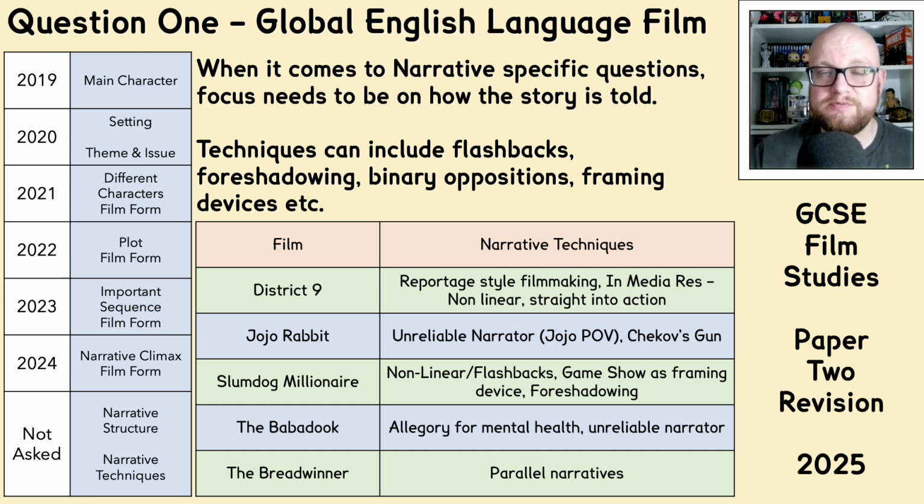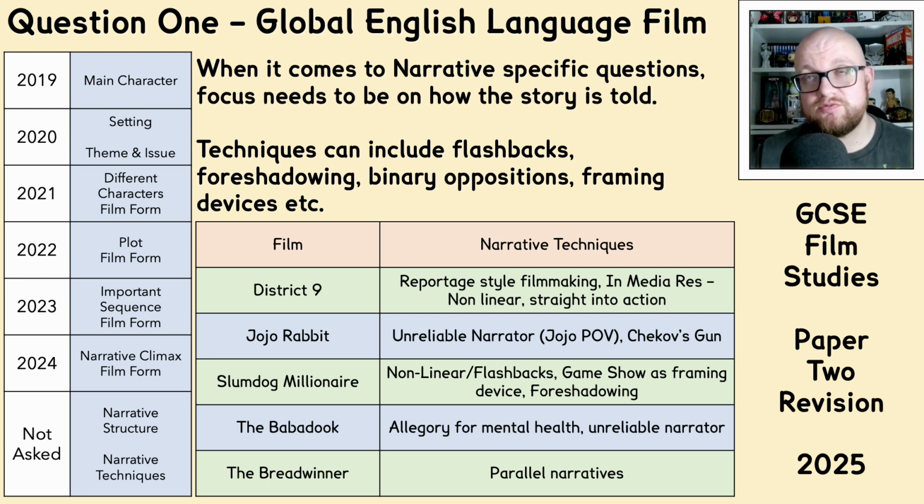Now, District 9 does this because it's not a case of we follow Vickers around and he's doing his normal day-to-day job, and an alien ship lands above Johannesburg, and then we go from there and we find stuff out with Vickers. We're put into the narrative of District 9 with the fact that the aliens have already been there for so many years, and nobody really knows why they're there, but we're in the midst of them being evicted and rehoused to District 9. In the same way, Jojo Rabbit puts us not at the start of World War II, but towards the end of World War II, and it relies on our pre-existing knowledge of what's already going on at that point.